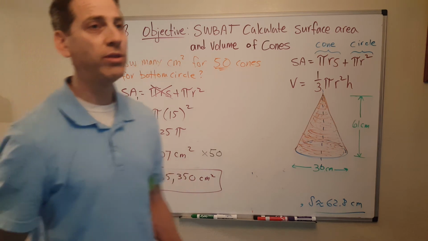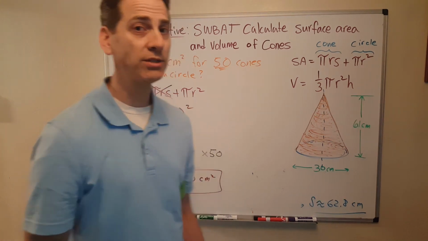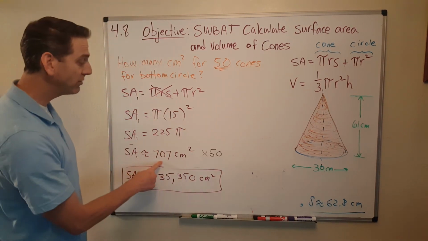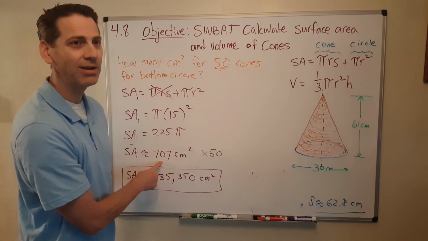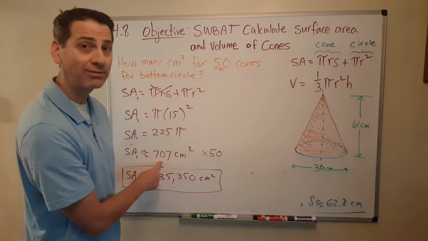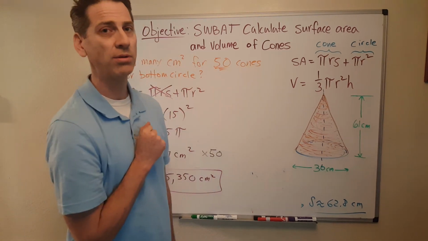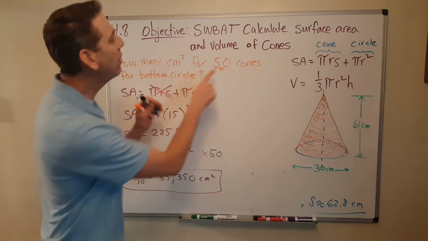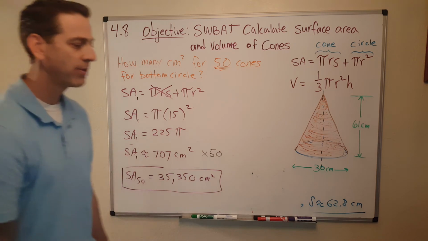Okay, it's very important that you read the question. After you get a number, read the question. So I can almost guarantee you that on the test, 707 is going to be one of the answers, because they're going to count on you being careless and not remembering that this is for 50 cones, not for one cone. So anytime you get a number, go back. What's the question? Oh, for 50 cones. Oh, okay, got to multiply by 50. All right, so just be careful.